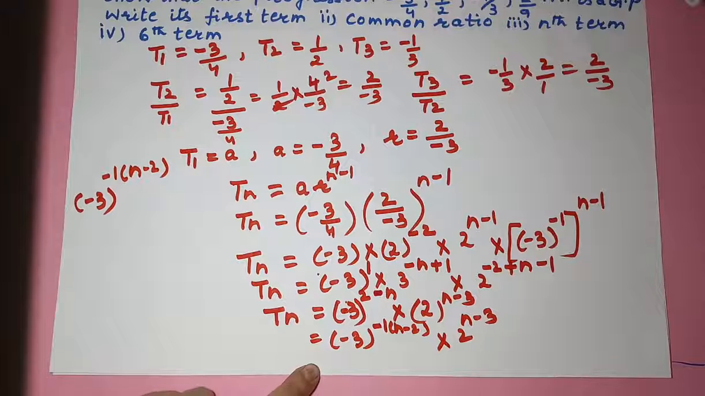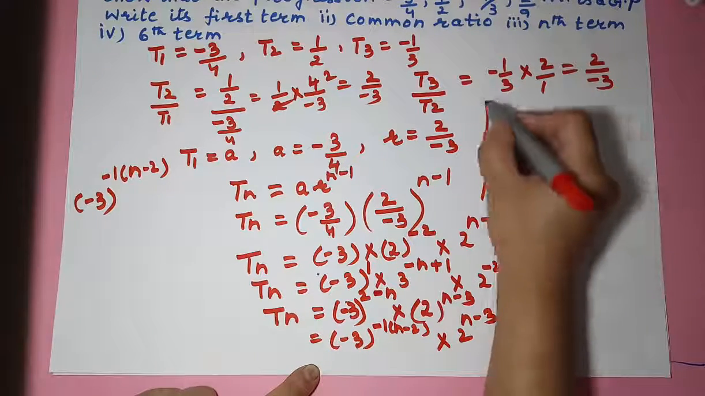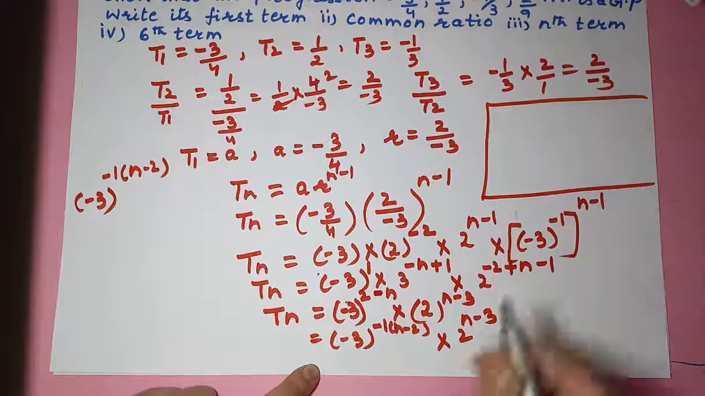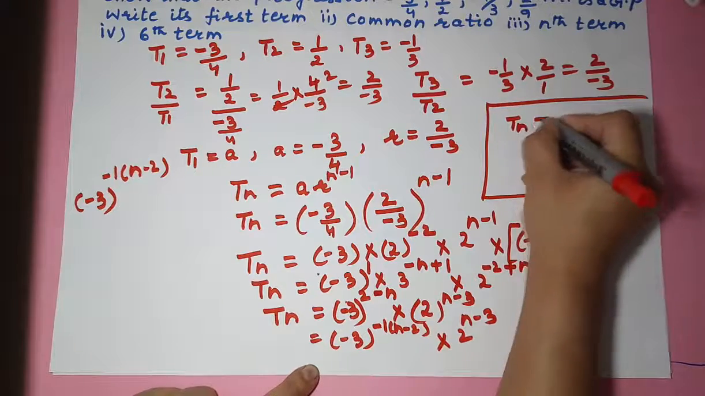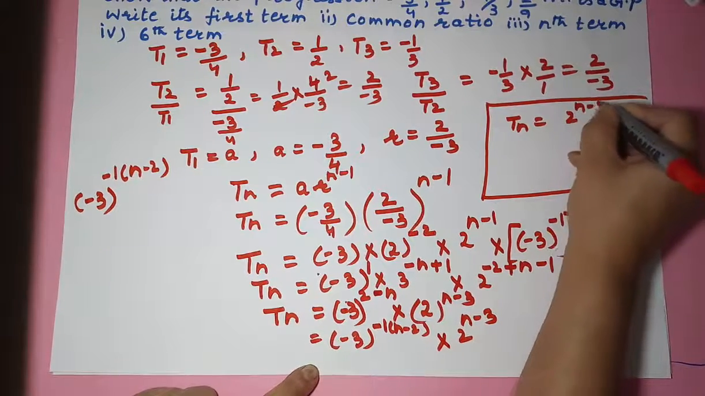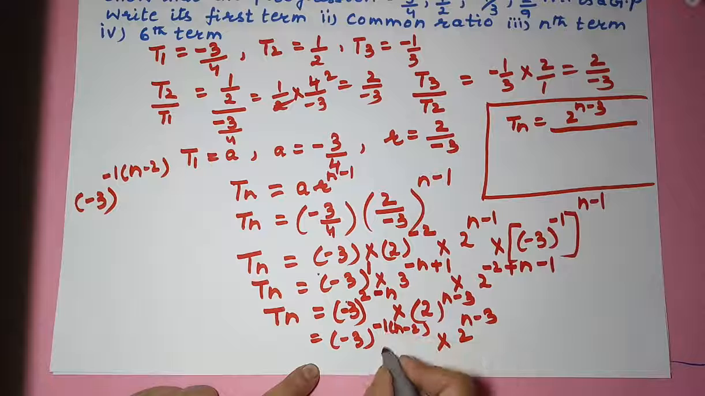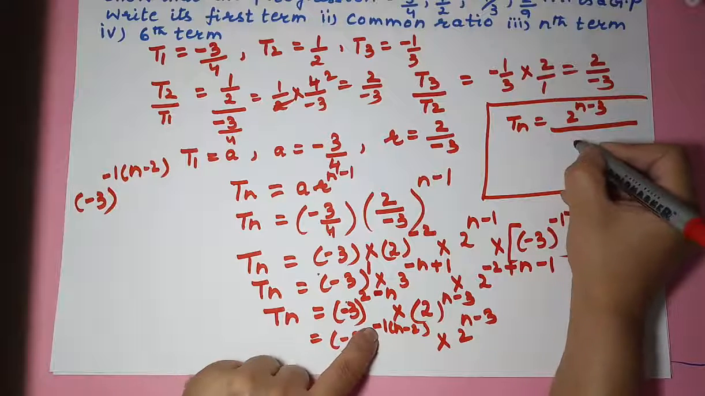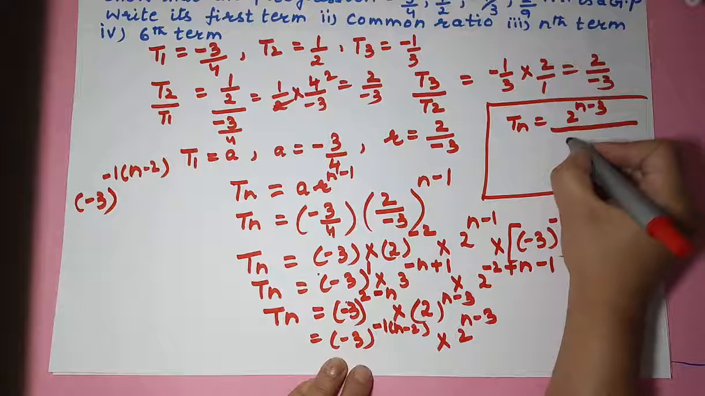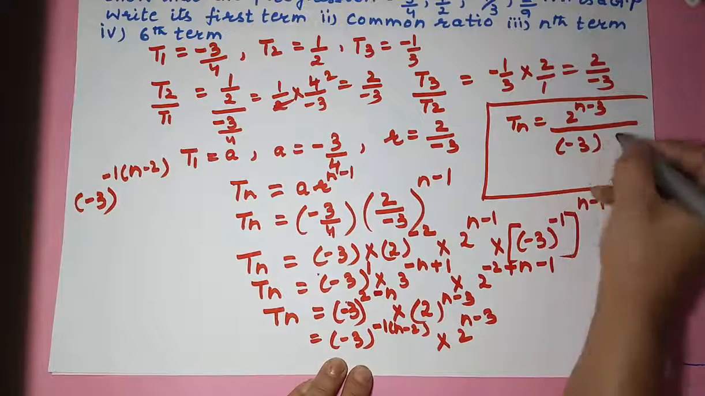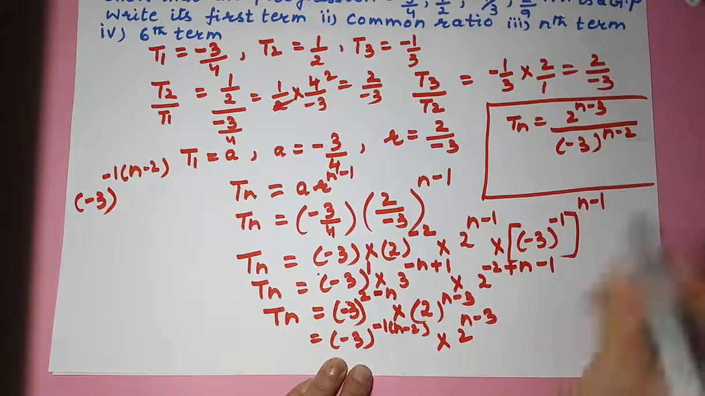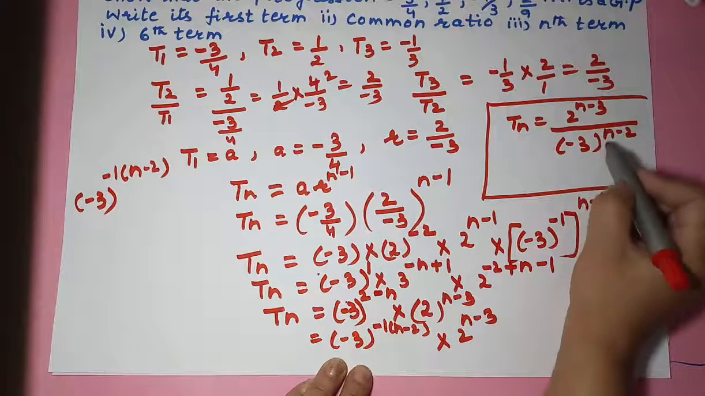Fine. So further I will get Tn as 2 raised to n minus 3 divided by, this will go down because the minus is associated with it, so I'll get minus 3 raised to n minus 2. Now this has become my general term.